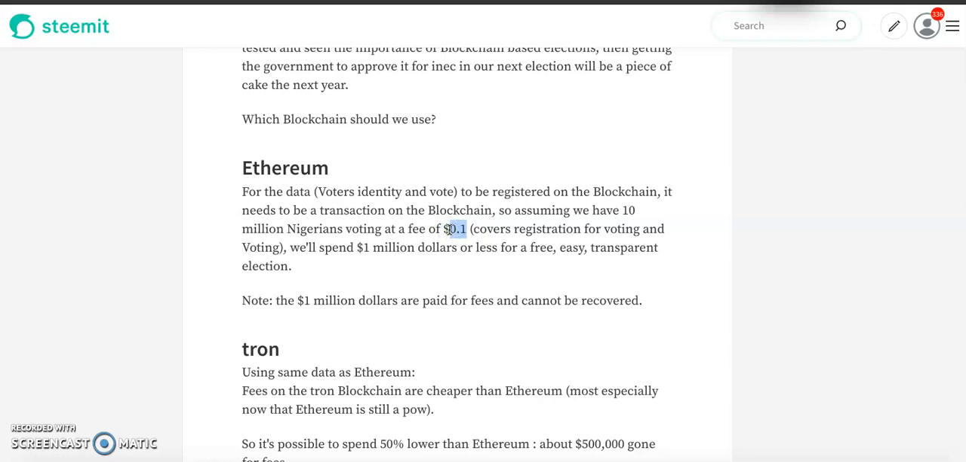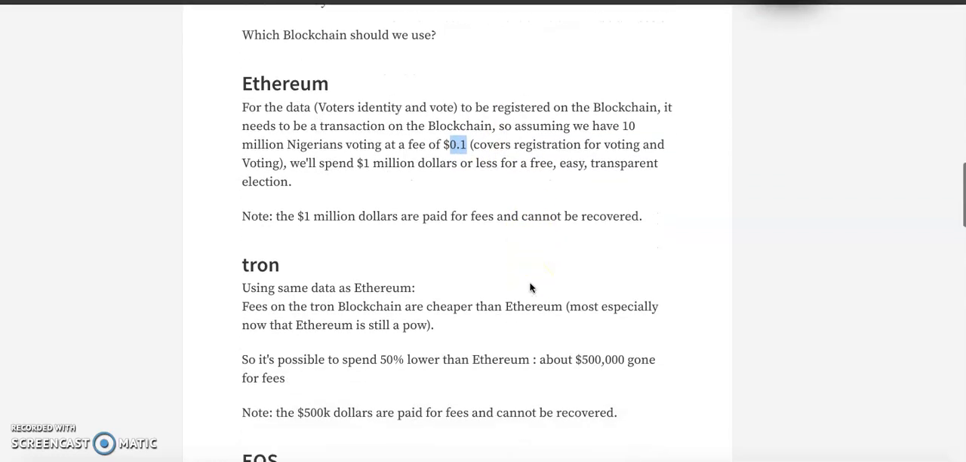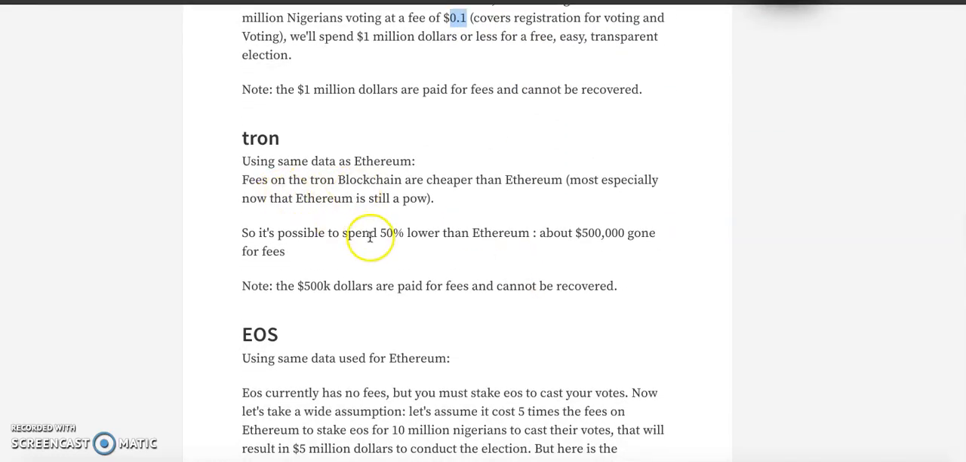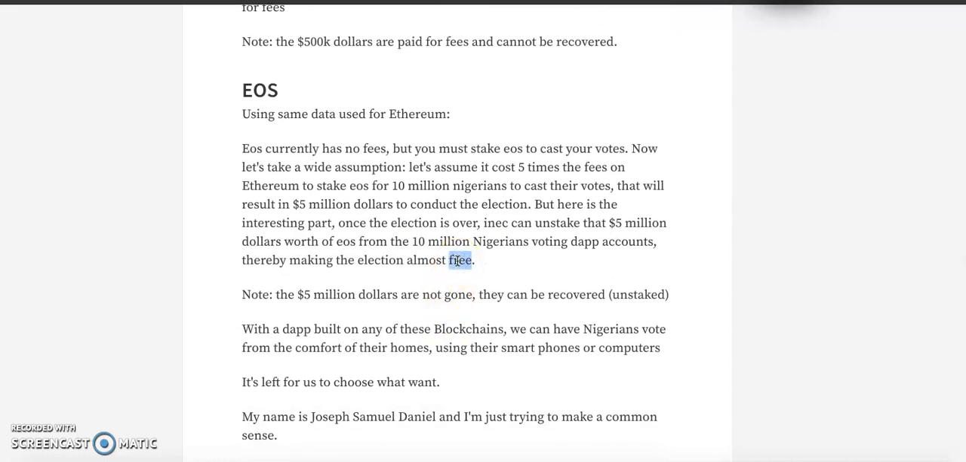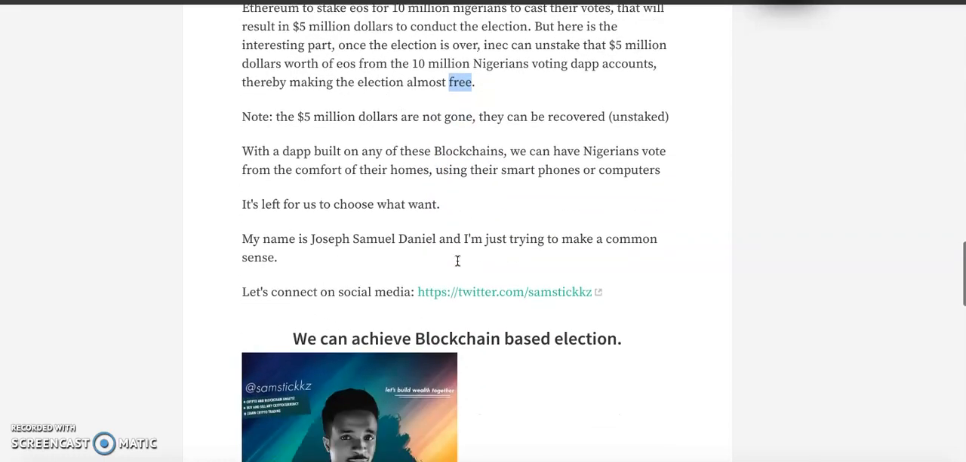That means if a country like India is to use Ethereum for their election, they will have to. Let's assume they have 1.5 billion people. So 1.5 billion times $0.1. That is what they'll be paying as transaction fee, right? And it's even way cheaper and faster on Tron. You see, and then on EOS, there are no fee at all as transactions are free, right?